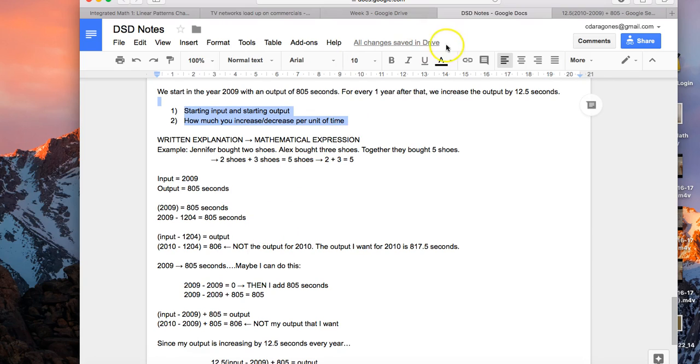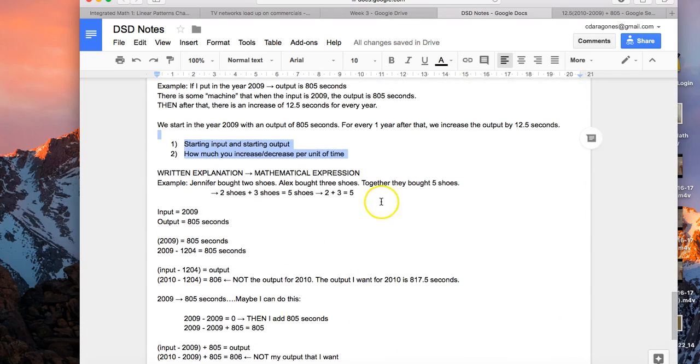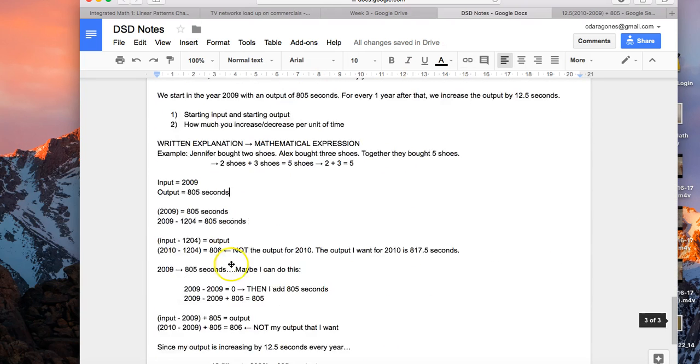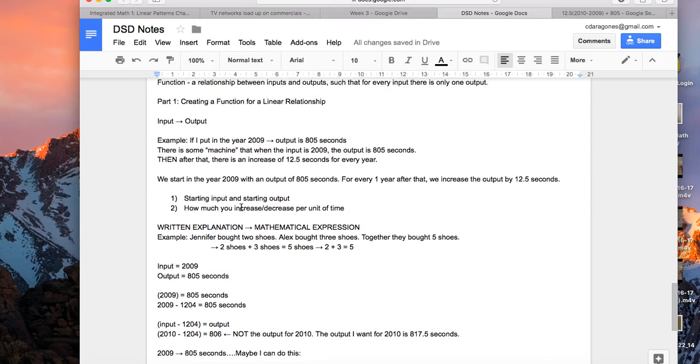Again, I'm more than happy to help you with this process in workshop and during class. So, go ahead and take your data, your graph, your table, and see if you can create a function that describes what's going on. When you put in your input, what becomes your output? How do you get that output that you want? So try this on page 6 of your notebook.